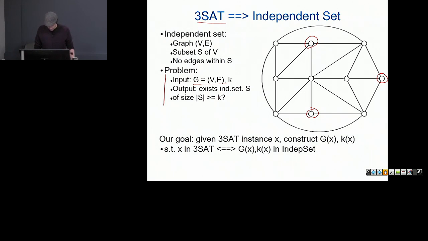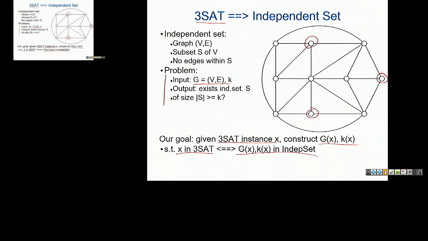Okay, so our goal is to come up with a reduction, which is to say, given some 3-SAT instance, I want to construct a graph and an integer k such that x has an assignment if and only if G has an independent set of size k. That's how to read this statement.